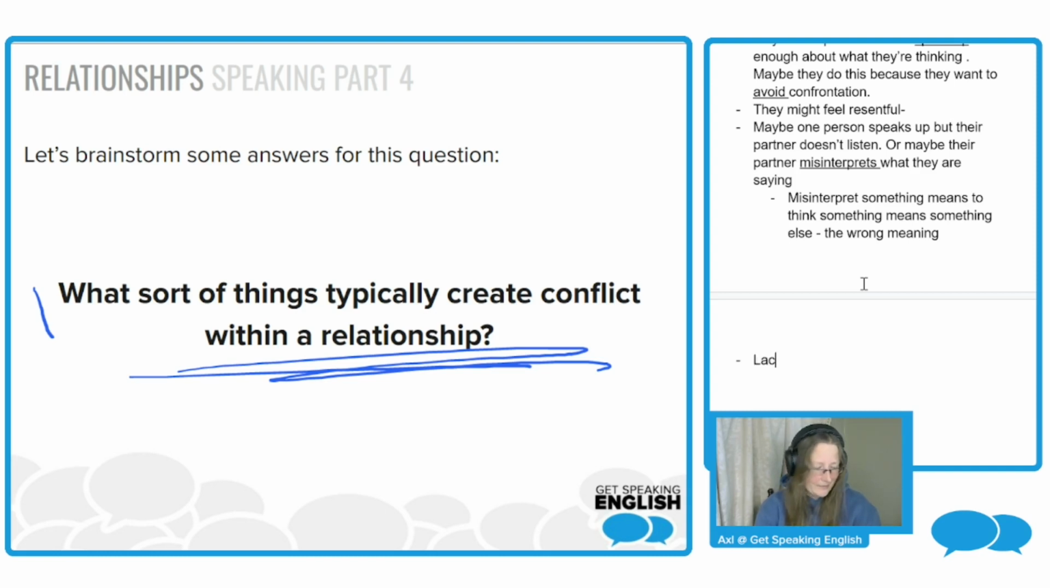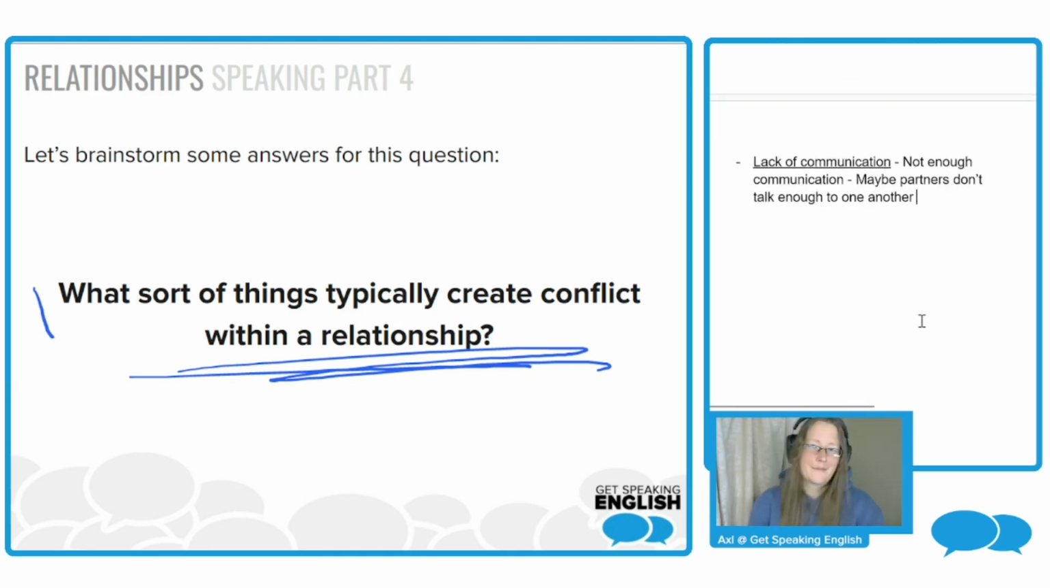Maybe also there's a lack of communication in general, right? So if there's a lack of communication, great collocation, that just means that there's not enough communication. So that could be something as well, right? Maybe partners don't have enough time to talk to one another. That is definitely something that could come up. Yeah, so that could definitely cause a lot of problems in relationships, right?